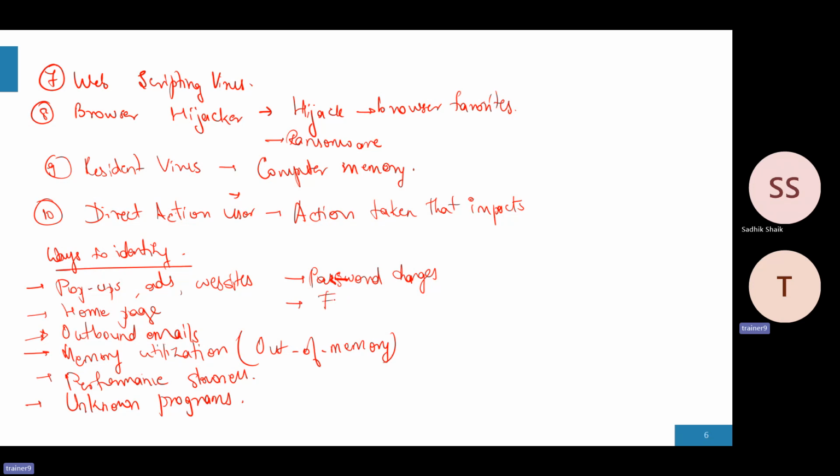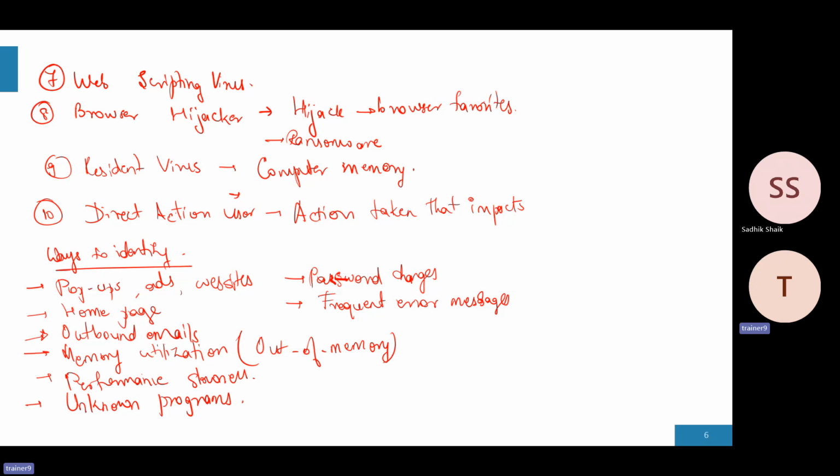Then you will keep seeing frequent error messages, right? There are certain basic functions where you will be getting frequent error messages when opening or using the programs you are trying to use. So this is some of the other things.